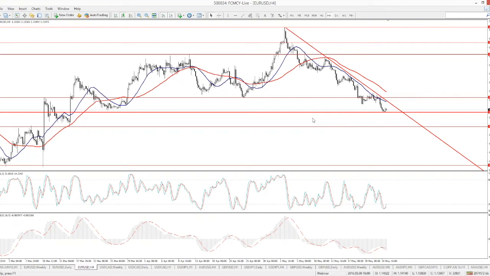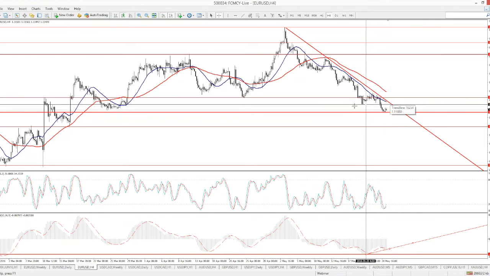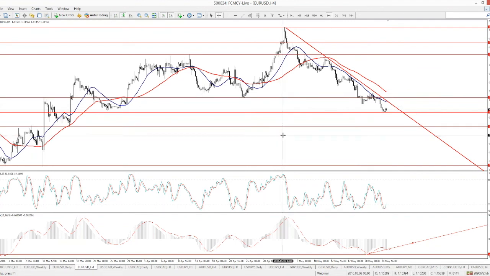So let me put the uptrend line. So here we have an uptrend line on the MACD, while prices have been going to fresh lows. This is a concerning point, and it creates some expectations that prices may not go below 1.1133, or prices may not be bearish on Euro USD in today's trading.